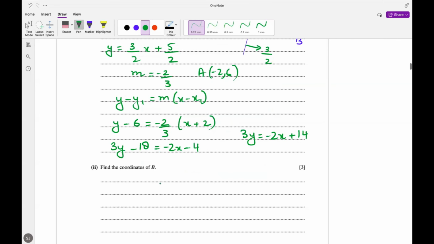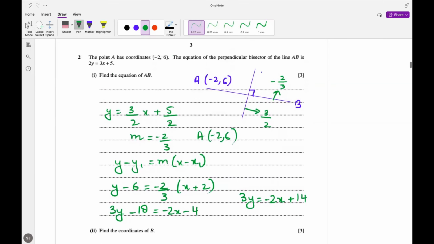In part 2, we have to find the coordinates of B. Now, to find the coordinates of B, the first thing that we have to do is figure out this midpoint. Once we have the midpoint, using the midpoint formula, we'll be able to find the coordinates of B. Now, this is the point of intersection of these two lines.